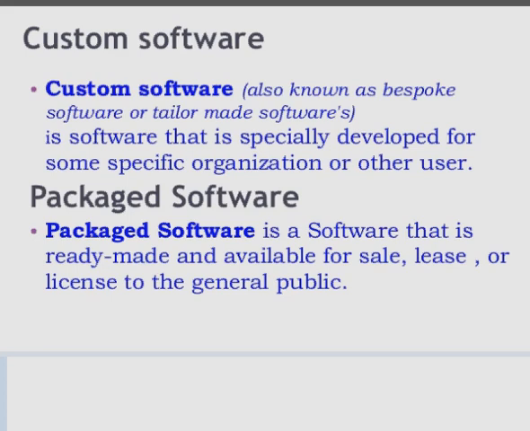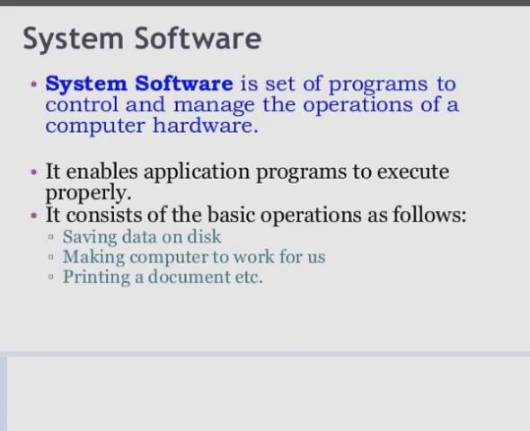So these were two types of software also. One is custom and another one was packaged software. So in this slide I am explaining again system software. System software is a set of programs to control and manage the operations of computer hardware. Means such kinds of software are prepared only for the control and management of the hardware operations. It enables application programs to execute properly.